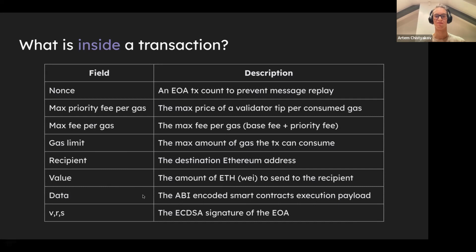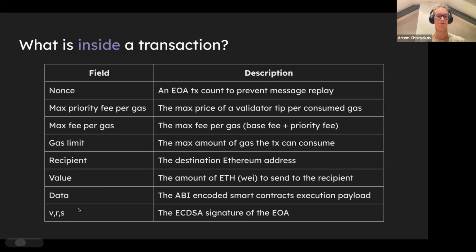And the data field, it is a special field that is encoded, like ABI encoded. And it basically states which function with which parameters the transaction is going to call on the smart contract that you specified as a recipient. So using this data basically allows you to interact with smart contracts. So these are the main parameters of the transaction.